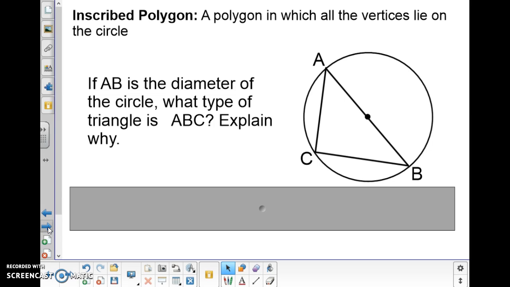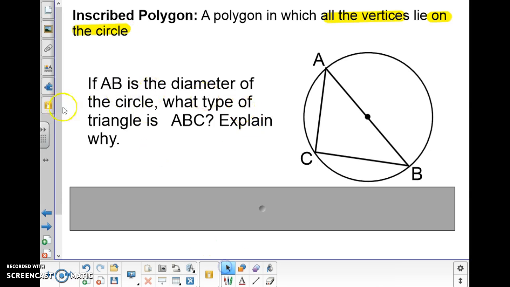Taking a look at the next term here, number one vocab term at the top, an inscribed polygon. An inscribed polygon is a polygon where all the vertices, all of them, lie on the circle. So an inscribed angle has its vertex on the circle. An inscribed polygon is when all the vertices are on the circle.